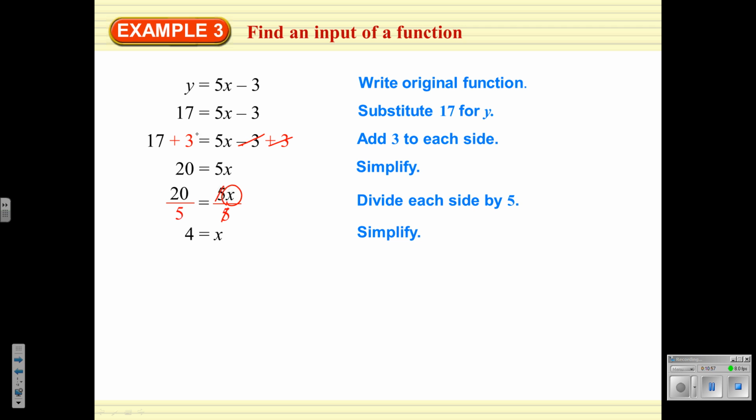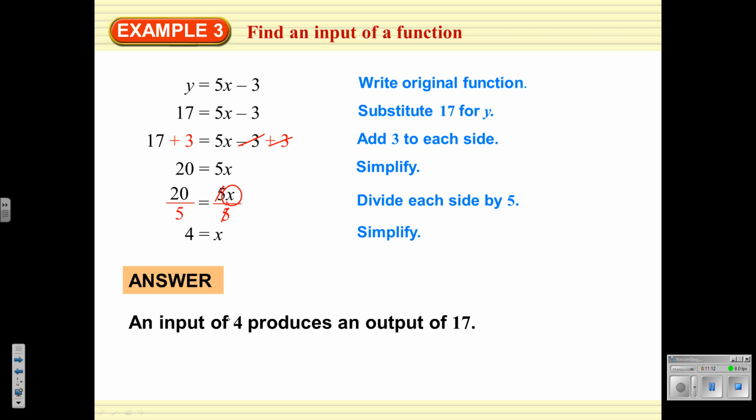Okay? And we check it. Put your 4 back in for x. 5 times 4 is 20. 20 minus 3 is 17. So that would be my output. When x is 4, my input, 17 is my output. Okay? So an input of 4 produces an output of 17.